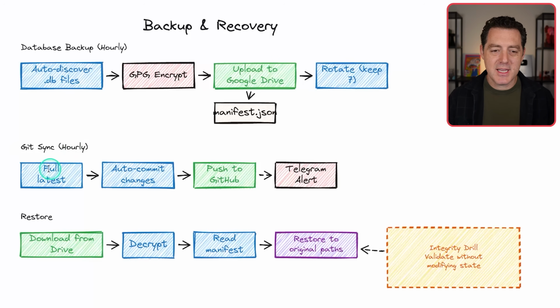We have a git sync, so every hour it checks any updates to any of the files, auto commits the changes and pushes it to GitHub and gives us a Telegram alert. Then if we need to restore it, we have a whole markdown file that documents the restoration process: download from Drive, decrypt, read the manifest, download the actual code, put it all together, and it's just done, easily done.